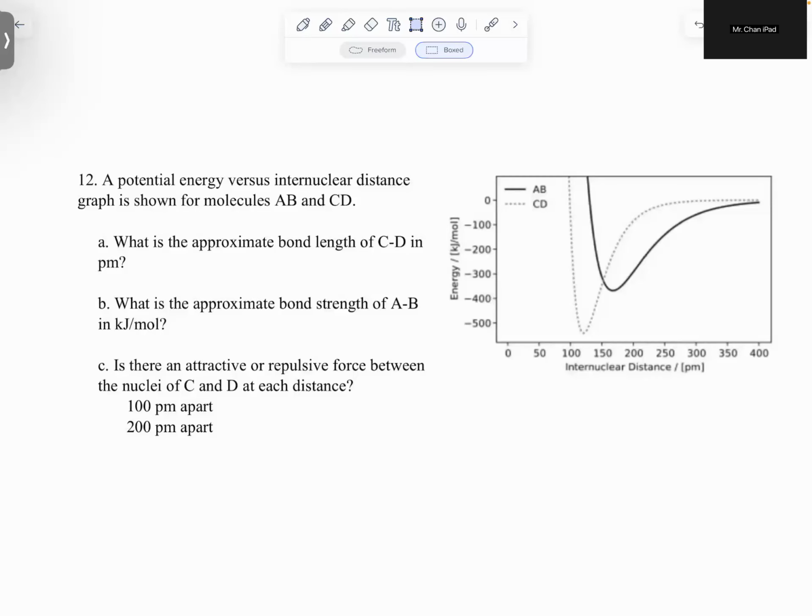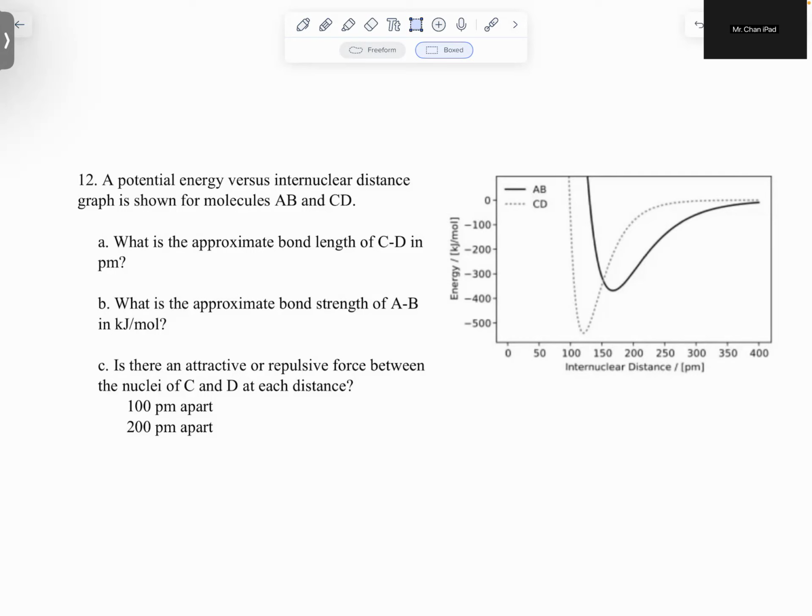All right, number 12, a potential energy versus internuclear distance graph. It's shown for molecule A, B, and C, D. Okay, so when you're looking at this, I hope you are thinking about bond length and bond energy.